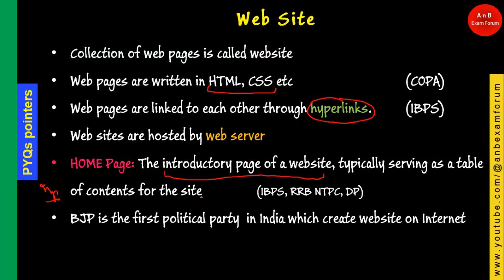And this is a very important pointer. This is sometimes asked in the exam, like which political party in India created a website on the internet first. Okay, it is BJP, Bharatiya Janata Party. Okay, so Bharatiya Janata Party, I think in the year 2000, they made this website. So the first political party which created a website on the internet.